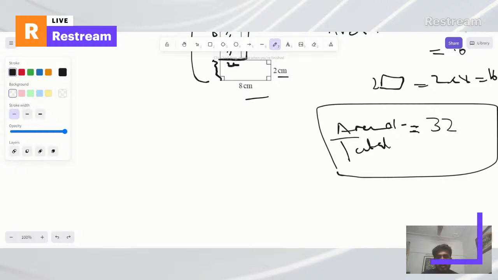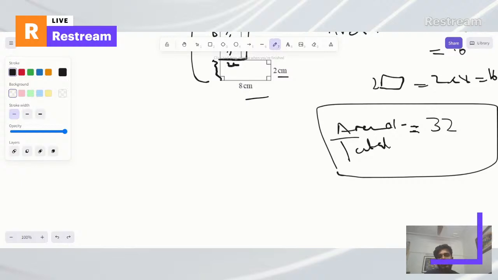Perfect. Is there any question, queries, anything? Feel free to ask me if you guys do not understand it or anything. Is everything clear up till now? Perfect, if everything's clear, then that's perfect.